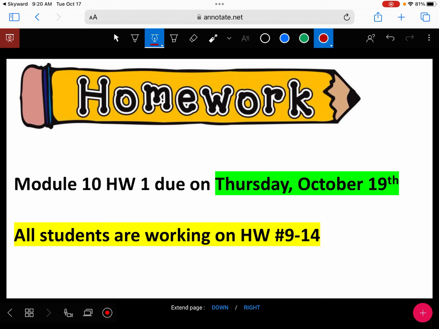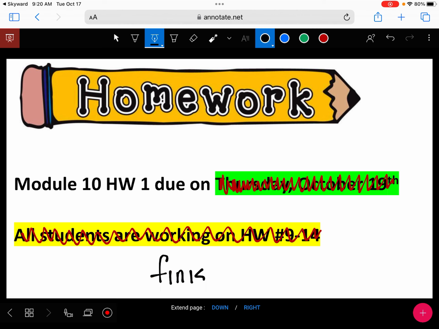Now this homework is actually not going to be due on Thursday. It's not due on Thursday because we're still working. We haven't started 10.2. But what I want you to all work on for the rest of the class period is I want you to finish the front. So numbers 1 through 8. That should be finished. I'll give you the updated due date on Thursday.